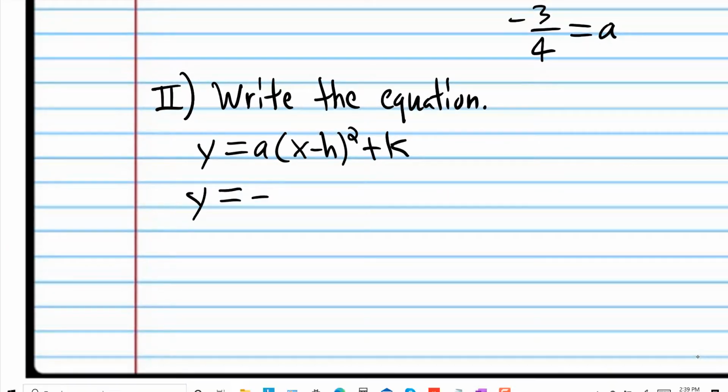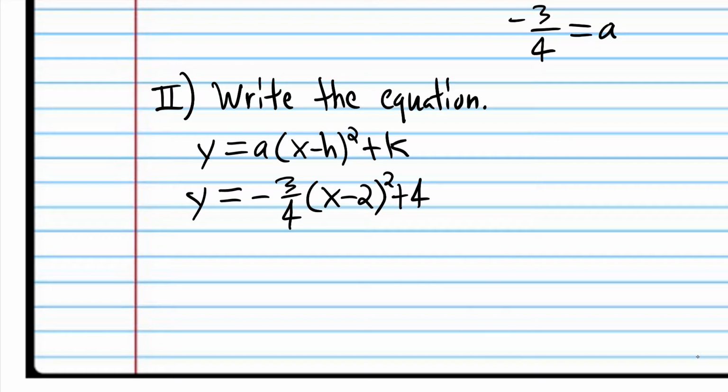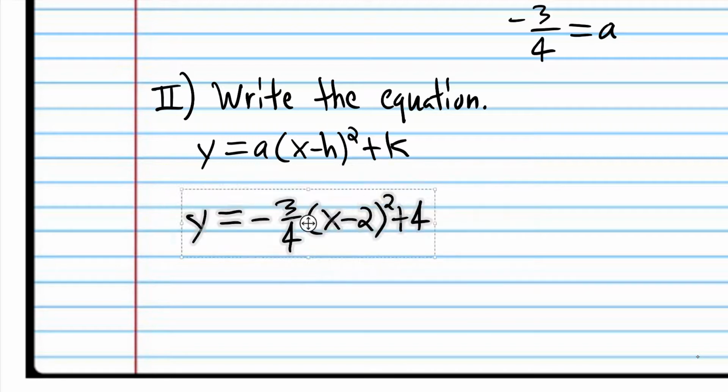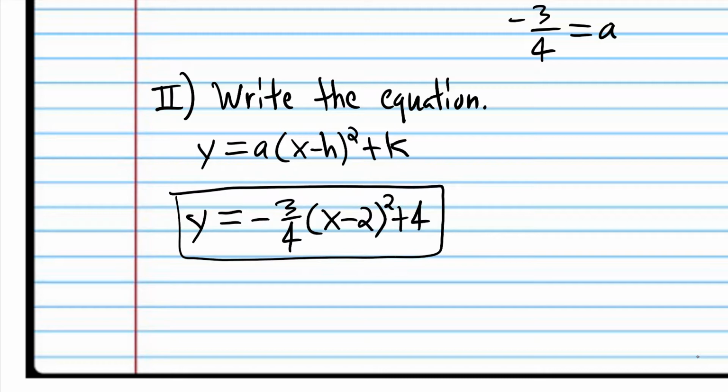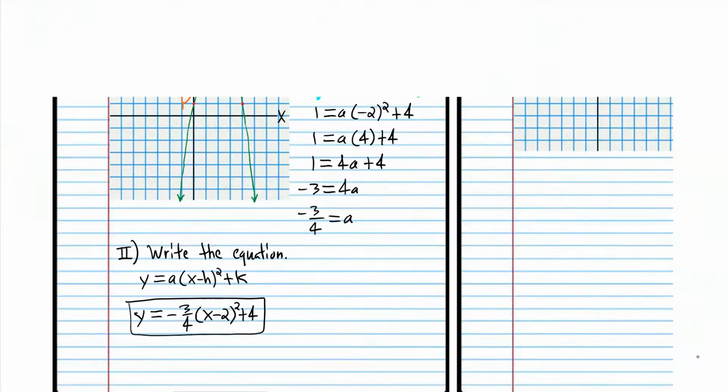So A is -3/4, and H was 2, and K was 4. I'm going to move this down a little bit. So again, we were given the vertex. We were given 2 and 4, but we just needed to find -3/4, which is A.